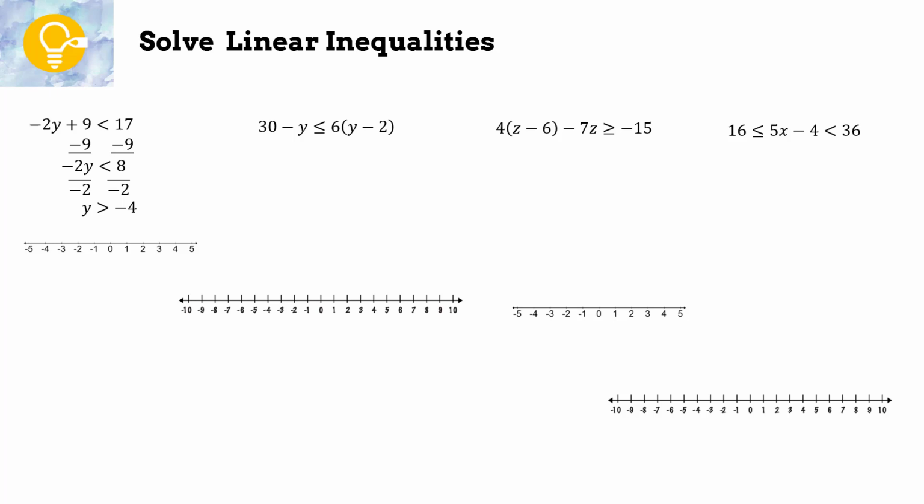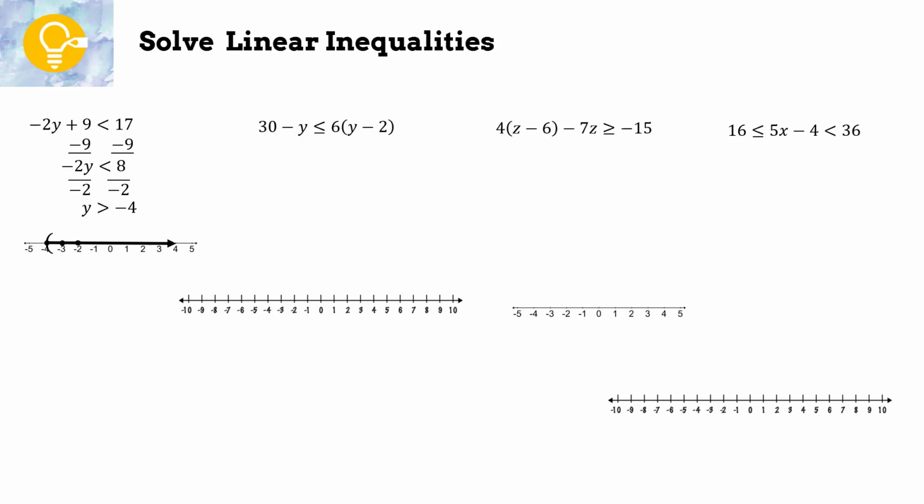Let's look at that on a graph. I'm going to put a dot at negative 4. Now I want all the numbers that are bigger than negative 4, like negative 3, negative 2, negative 1, and so on. So I know that my solution set is going to go from negative 4 to positive infinity. Now at negative 4, we're going to have a parentheses because all I have to do is look at my inequality and it's greater than.